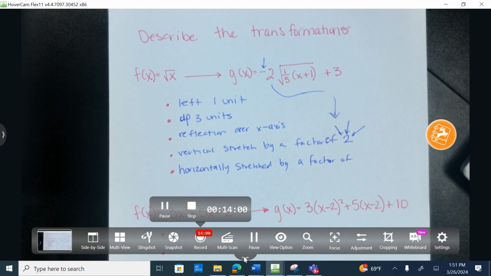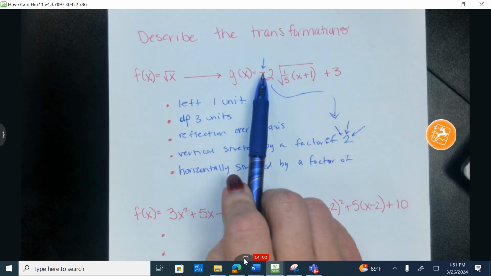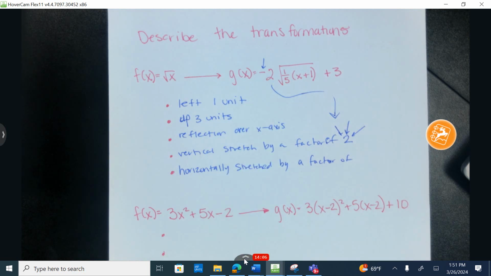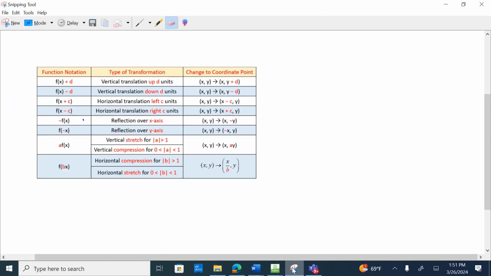All right, a few more to look at here. With the negative sign, it's separate than the 2. This negative sign is like a -1. And as I just showed you, the negative sign out front right here is going to show a reflection across, or over, the x-axis.